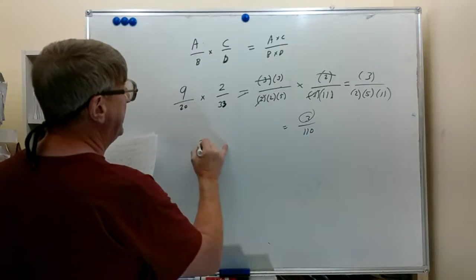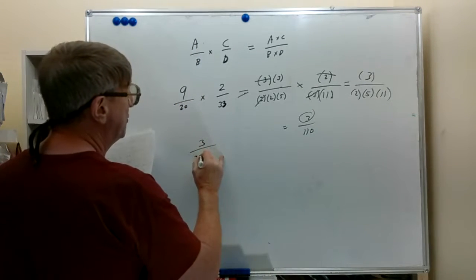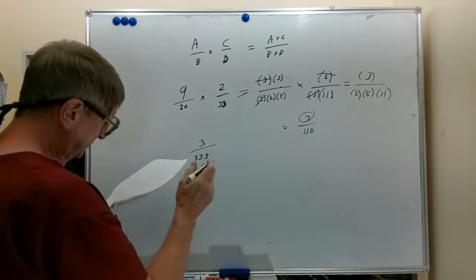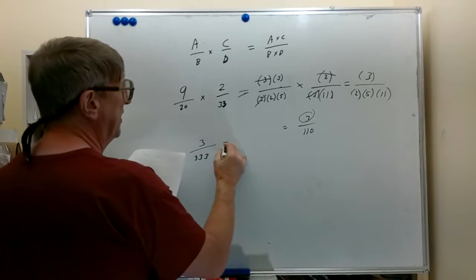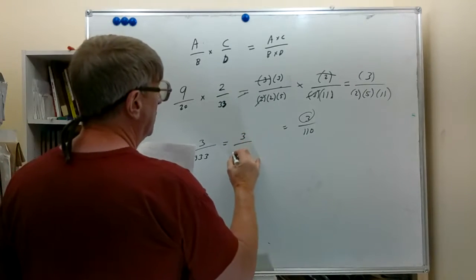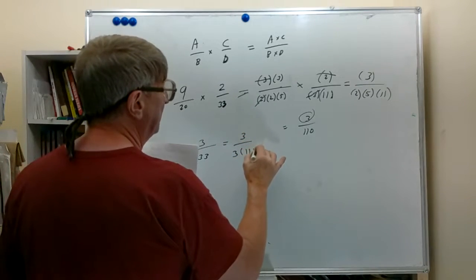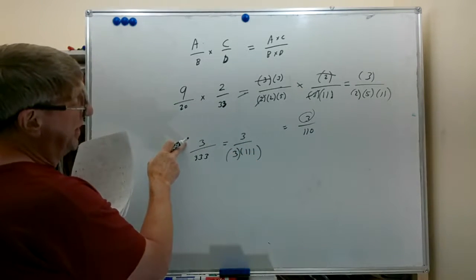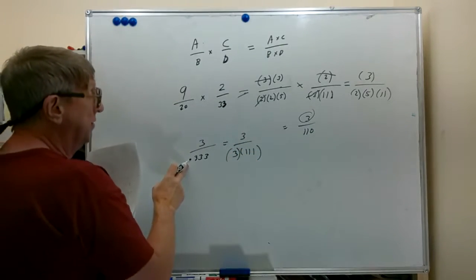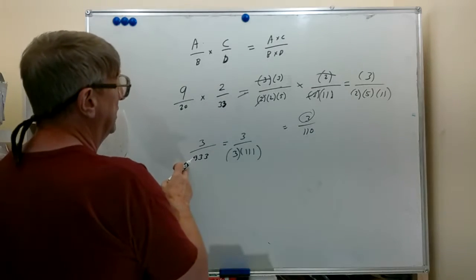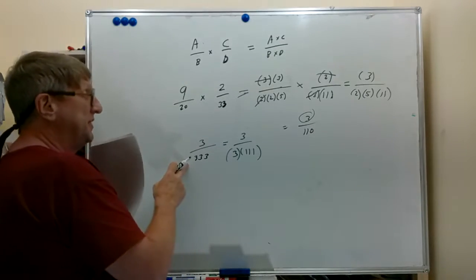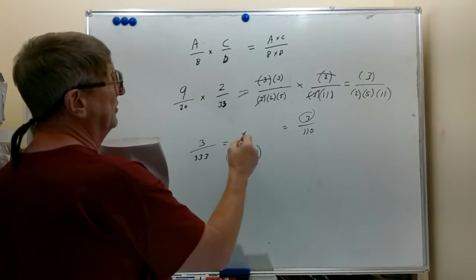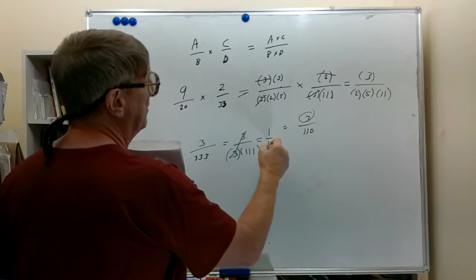Suppose I had 3 over 333. Now this could be expressed as 3 over 3 times 111. Now we have a prime on the top, in the numerator, and a non-prime in the denominator, but 3 is a factor of this one. So the 3's could cancel. It would be 1 over 111.